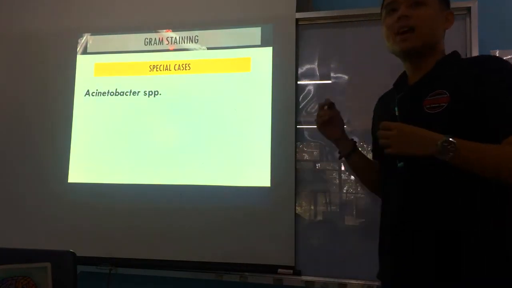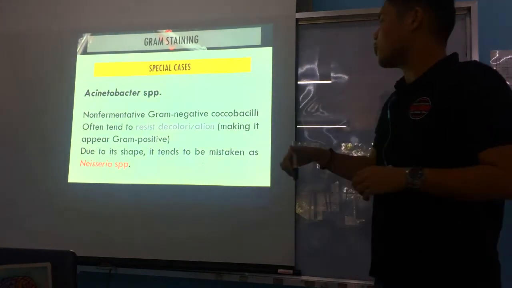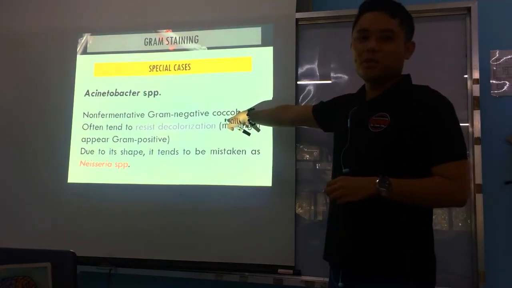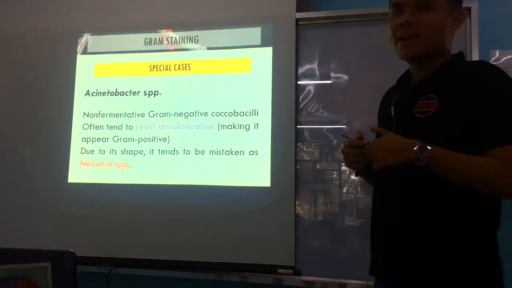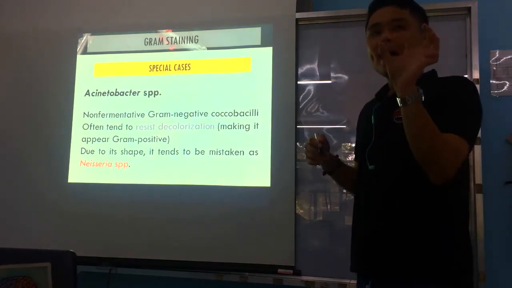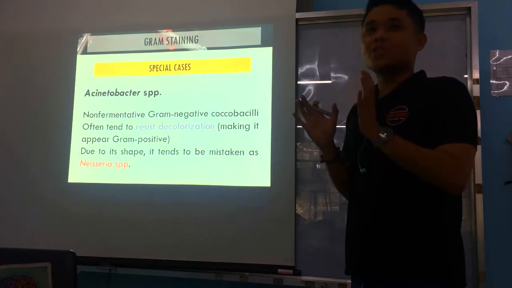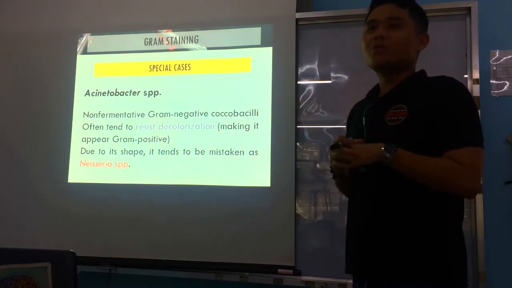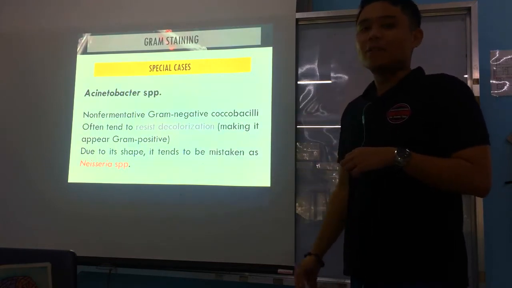Now, Acinetobacter is a gram-negative coccobacilli. I did not mention coccobacilli in the morphology in the previous video on gram staining. But when you say coccobacilli, by the name itself, its appearance is coccus but slightly elongated. So it is a mixture between cocci and bacillus. So you have coccobacilli, Acinetobacter.